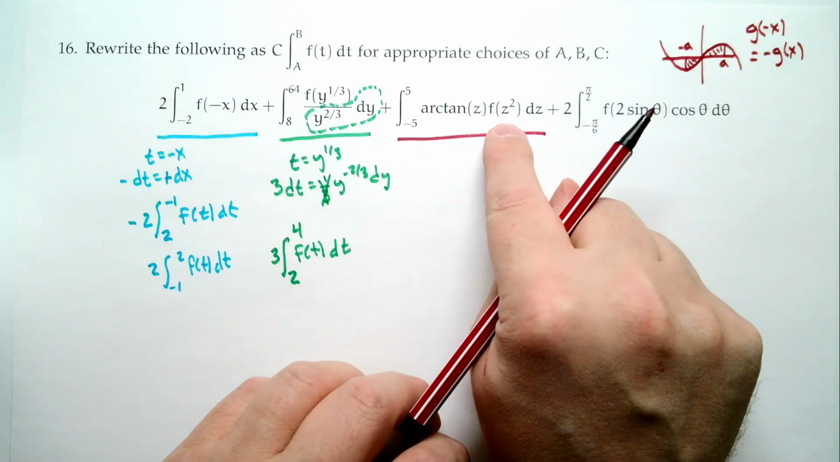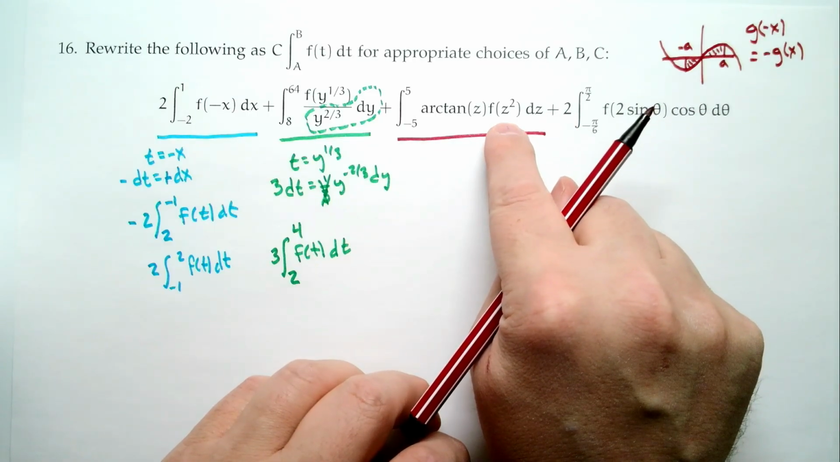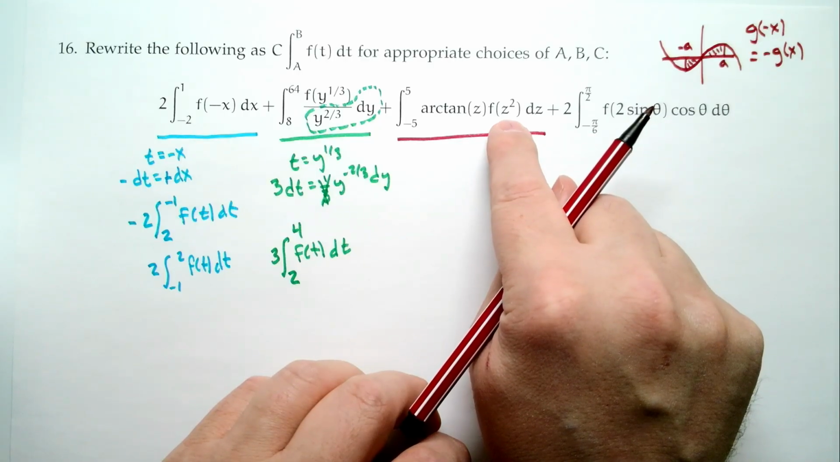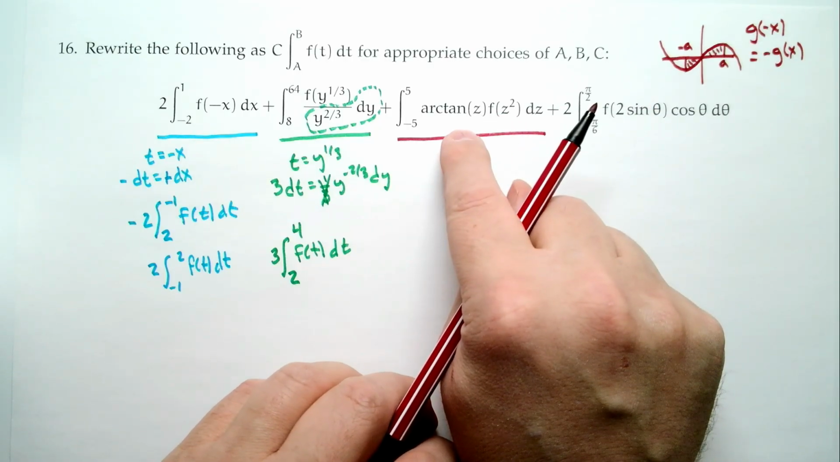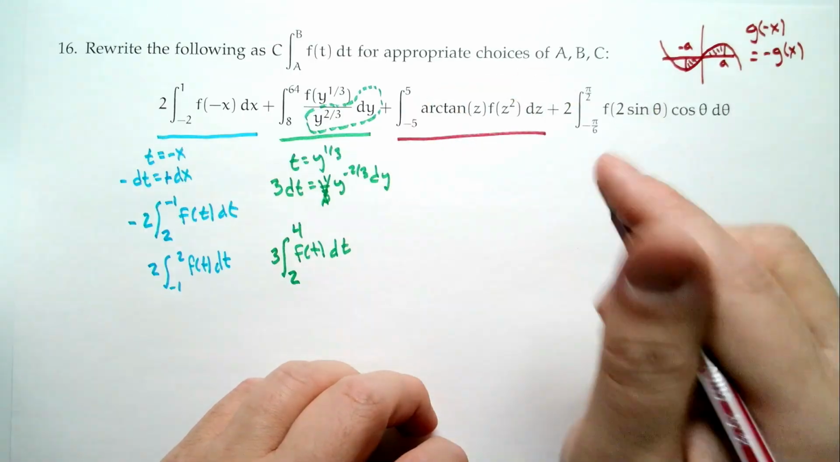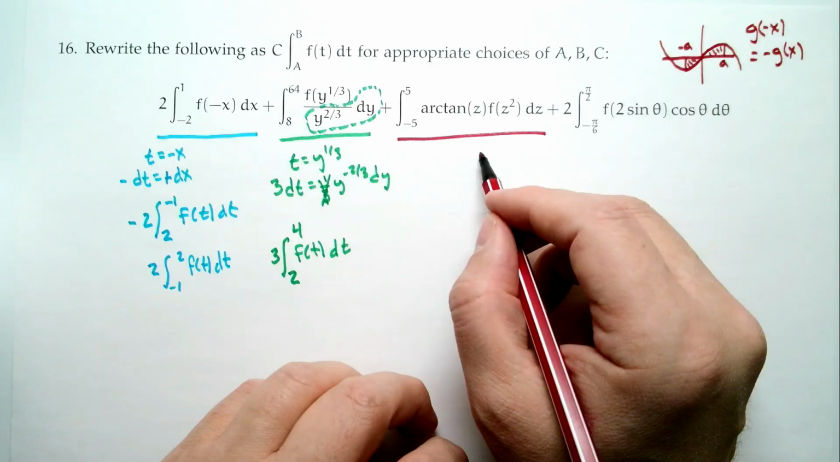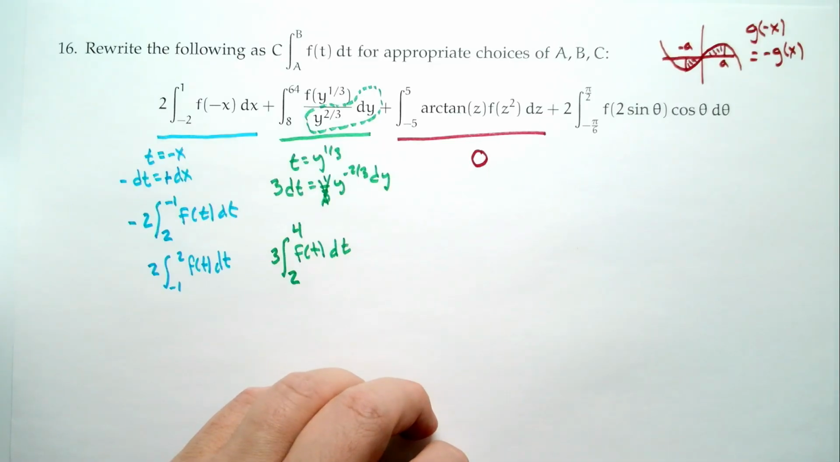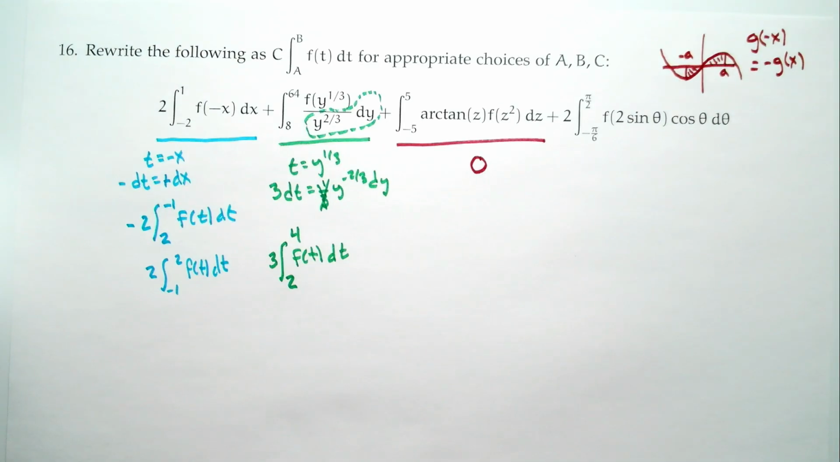So we just have to convince ourselves this is an odd function. Because of the squaring, it doesn't matter if you plug in a positive z or a negative z on the inside here, you'll still get the same value. And arctangent is an odd function. So this is an odd function. We're integrating from negative 5 to 5, so this integral simplifies to 0. The most complicated thing becomes the easiest to work with. Who would have thought? Well, somebody did.